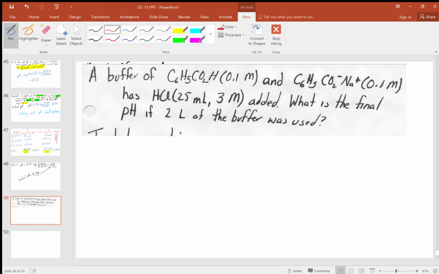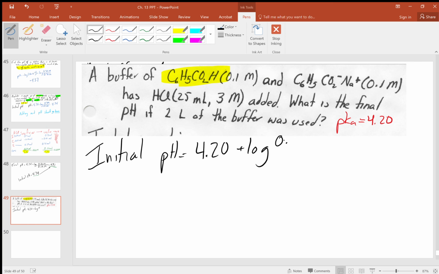All right, so the one piece I forgot to put in here is that the pKa of the acid here is 4.20. Now, which one is the acid? Again, it's going to be the one that has more hydrogens. All right, so let's determine what's going on here. We're adding HCl again, so we expect that the pH is going to go down, and we can calculate that initial pH is equal to the pKa plus the log of the base over the acid, or 4.20.